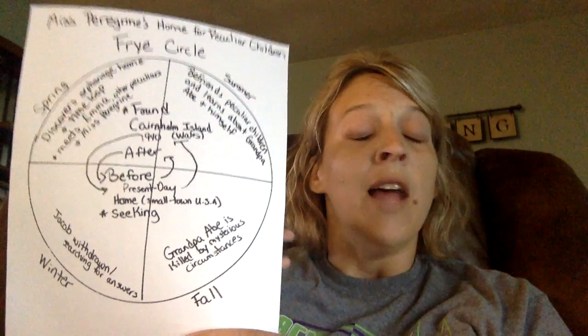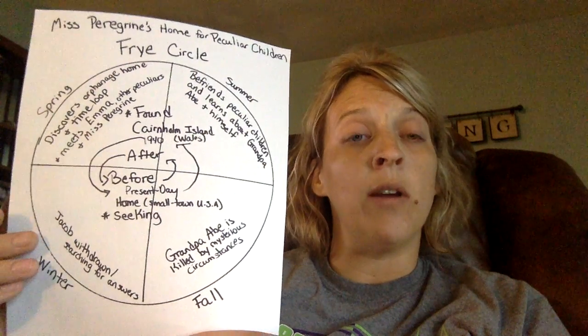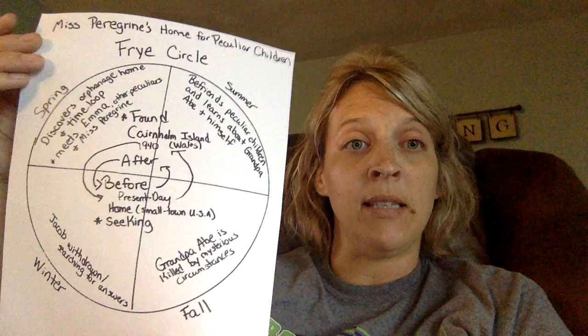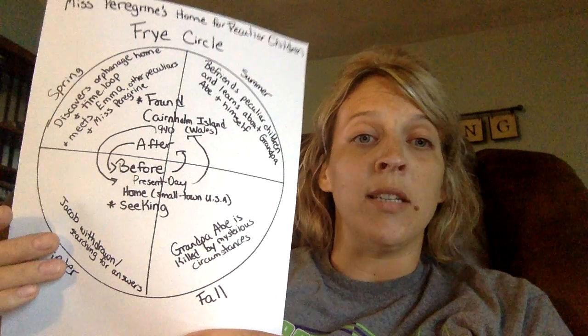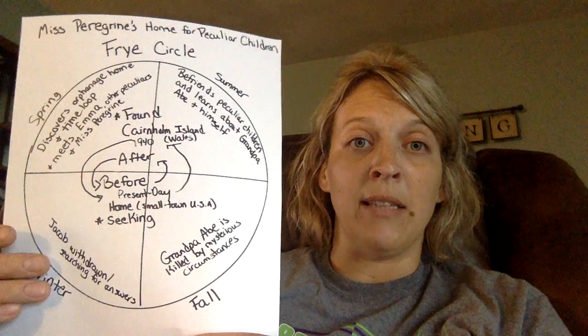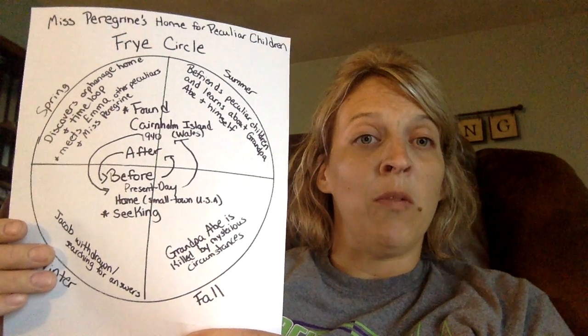And so that's where I'm going to let you read the book to find out where Jacob decides to be. Does he find himself in the past in the 1940s, or does he end up going back to present day and living with his dad and going back to the United States? So that is where I'm going to leave you.